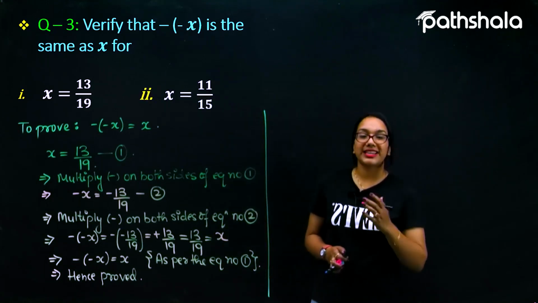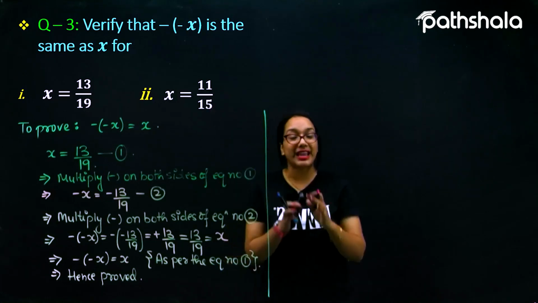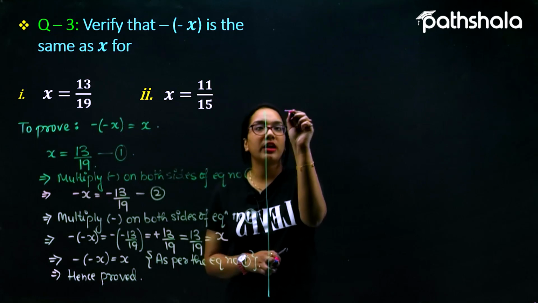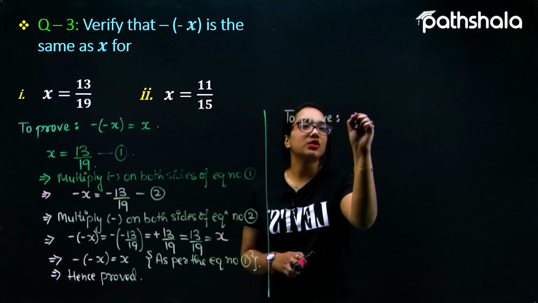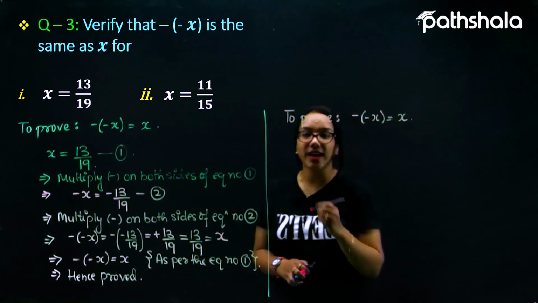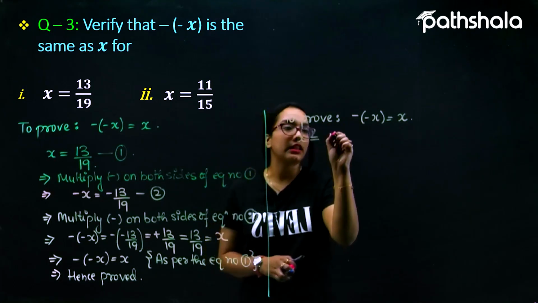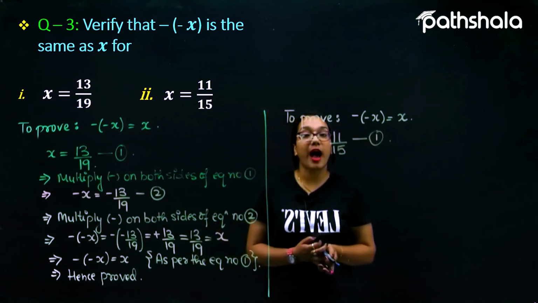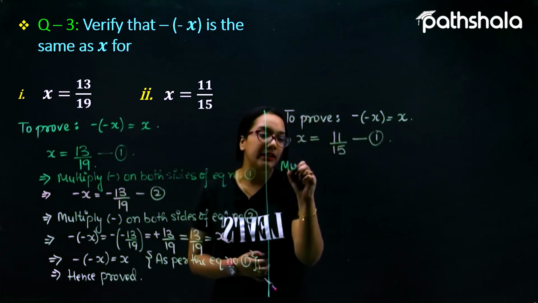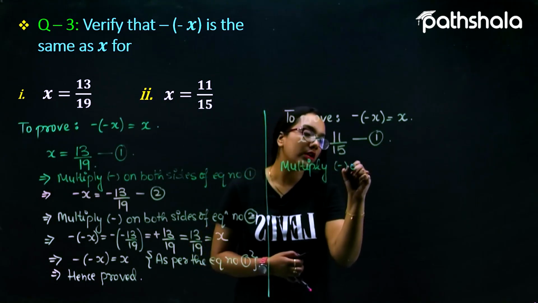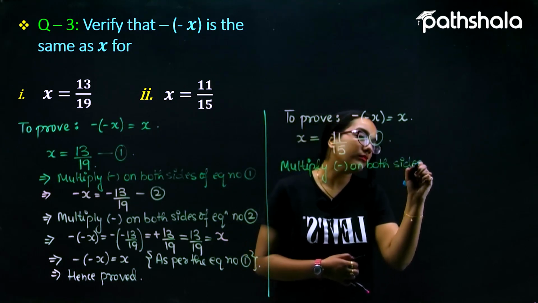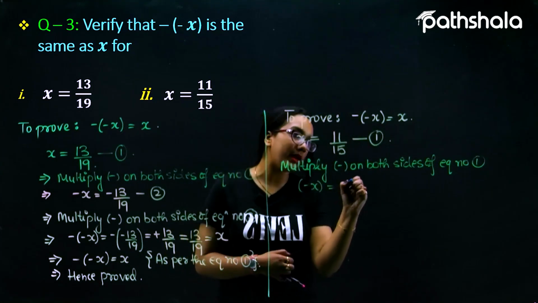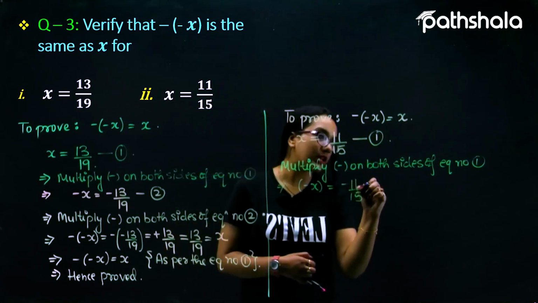So let's discuss the second part. The second part says that x is equal to 11 by 15. For the same 11 by 15, we have to show that negative of x is the same as x. So we will write over here that we have to prove that minus of x is equal to x, and x is given to us, which is nothing but 11 by 15. Let us call it equation number 1. We have to follow the same steps as we did over here. Multiply negative on both sides of equation number 1. So we will get minus of x, which is equal to minus of 11 by 15. Let us call it equation number 2.